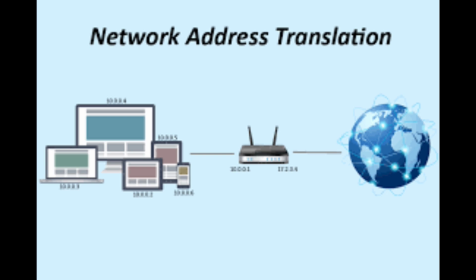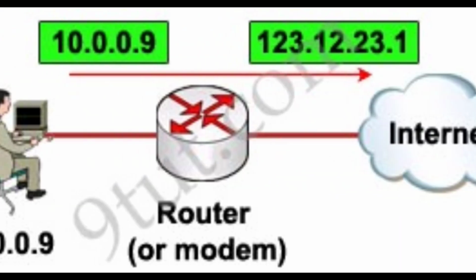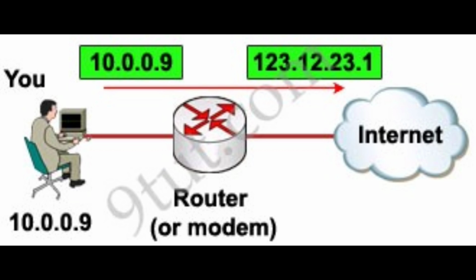For example, your computer is assigned a private IP address. Let's take an example of a private IP address, that is 10.0.0.9, and of course this address cannot be routed on the internet, but you can still access the internet. This is because your router or modem translates this address into a public address. Let's take one example of a public IP, that is 123.12.23.1, before routing your data onto the internet. When your router receives a reply packet destined for 123.12.23.1, it will convert it back to your private IP 10.0.0.9 before sending the packet to you.